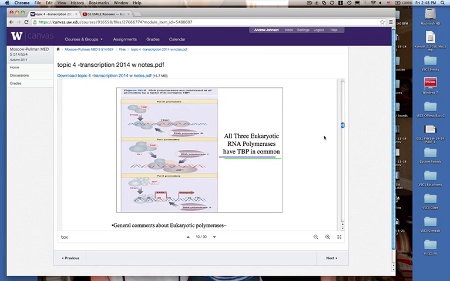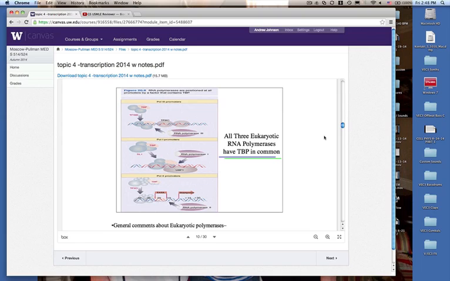So each of the polymerases has a grouping, a complex of proteins that's going to help recognize the promoter. That's TF3B, SL1, or TF2D, depending on which polymerase. But I want you to notice that each of these complexes, these guys that are helping to recognize the promoter, have this protein called TBP, the TATA binding protein.